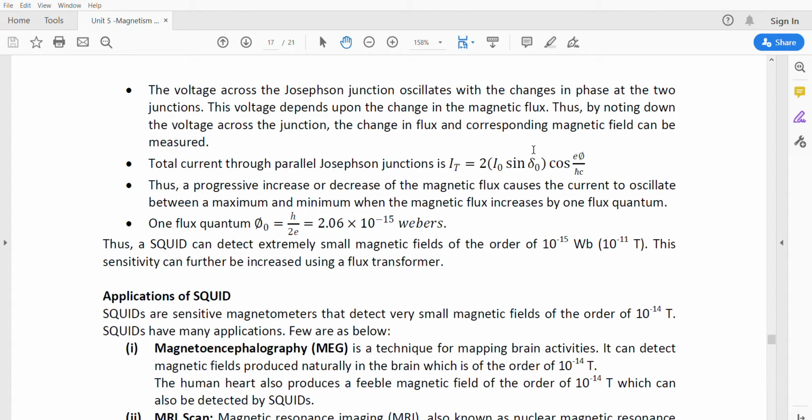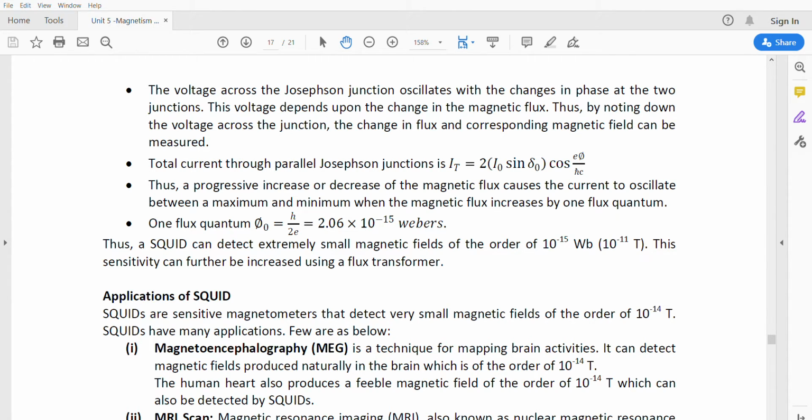So as I already told, by calculating voltage across the two junctions, we can easily measure the changes in the magnetic flux which we want to measure. Here the main purpose of this device is to calculate the changes in the magnetic flux. So SQUIDs can easily detect extremely small magnetic fields of the order of 10 power minus 15 Webers or 10 power minus 11 Tesla. This sensitivity can be further increased using a flux transformer.